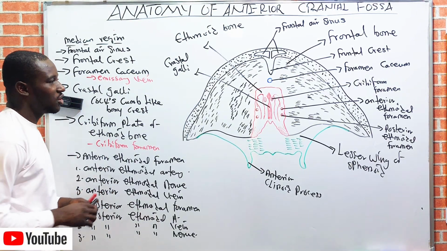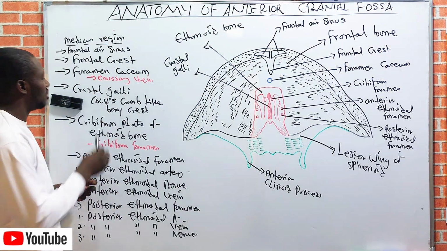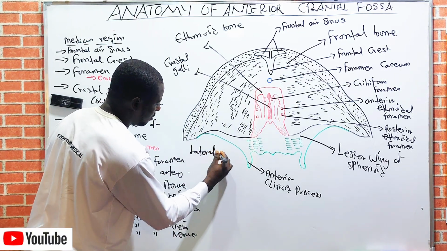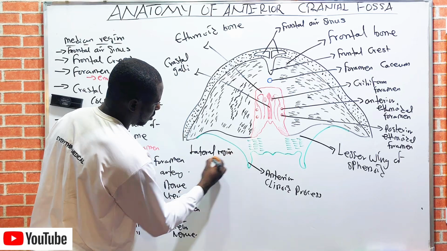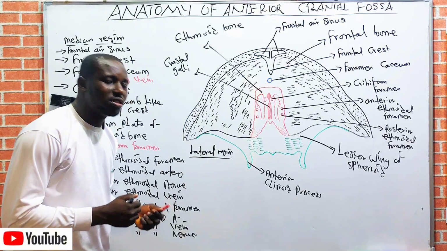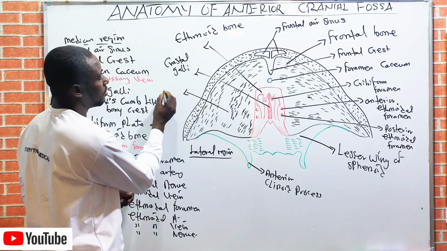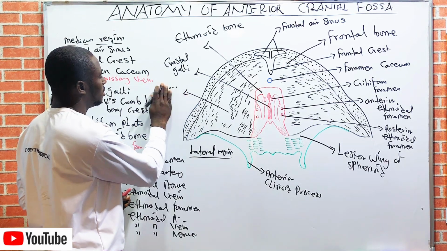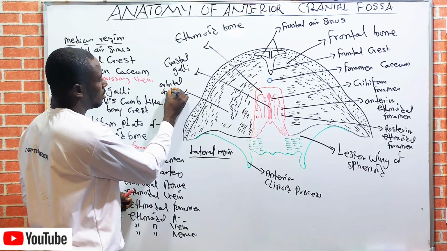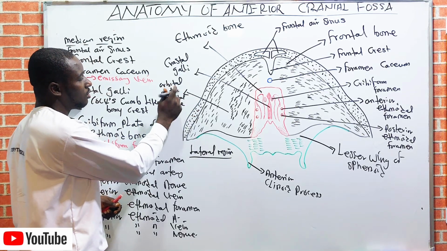Up next we'll be discussing the lateral region, because we have discussed the median region. The lateral region is formed by the orbital plate of the frontal bone. Here is the orbital plate of the frontal bone, on both sides.